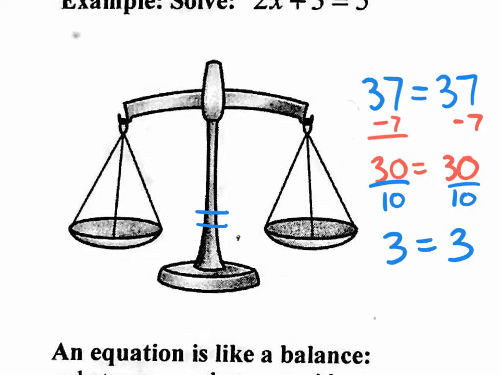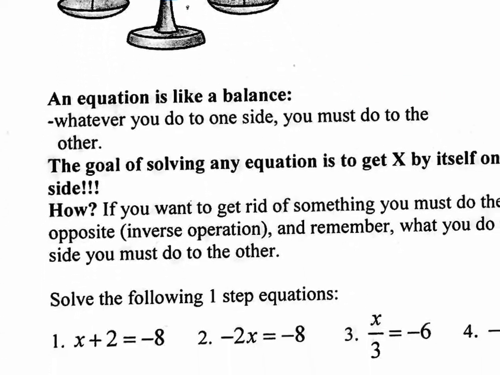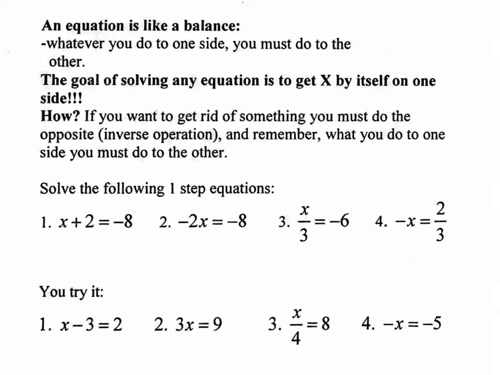So you can do whatever you want to one side of an equation as long as you do it to the other. Even if you wanted to square that side, you could square this side, it'll be 9 equals 9. So whatever you decide to do to one side of the equation, you have to do to the other side of an equation. So that's the first most important rule. Let's jump to the part of our notes here. Again, right here it says whatever you do to one side, you must do to the other.